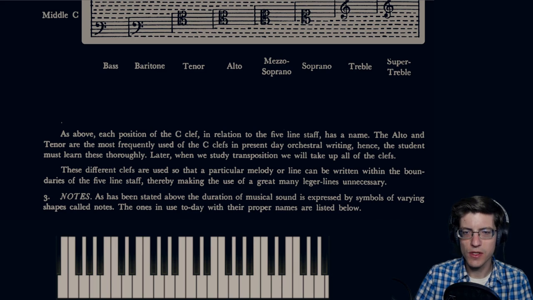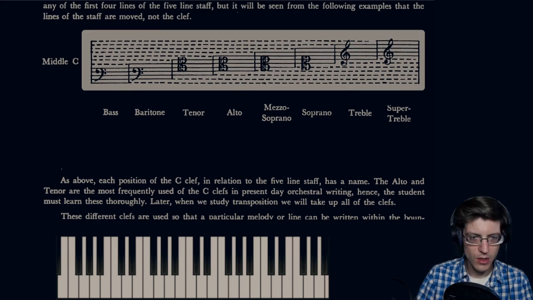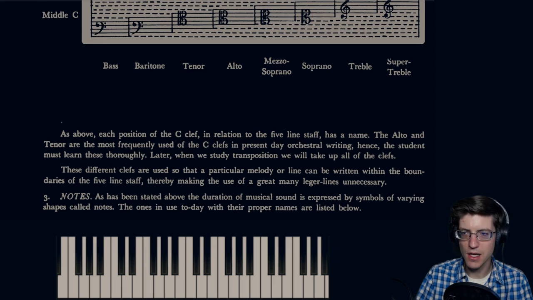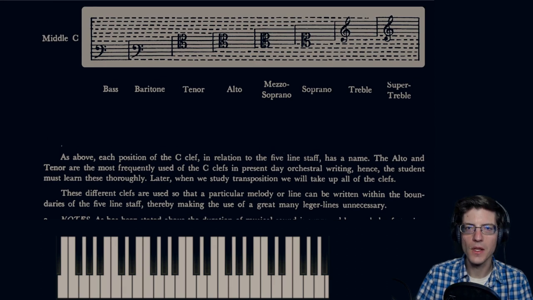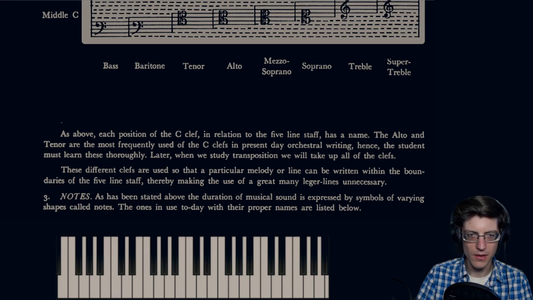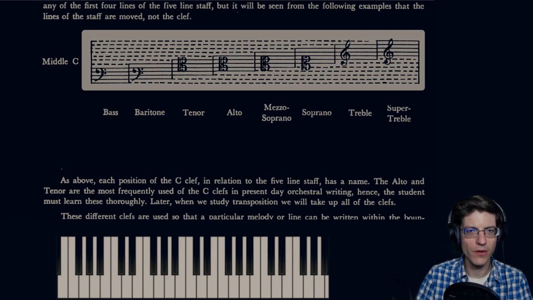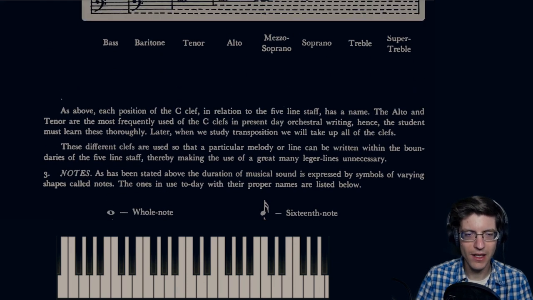As above, each position of the C clef in relation to the five-line staff has a name. The alto and tenor are the most frequently used of the C clefs in present-day orchestral writing. Hence, the student must learn these thoroughly. Later, when we study transposition, we will take up all the clefs. So, in a follow-up video, I will make sure to have an example of the alto and tenor clefs demonstrated, and I'll make sure I have a video that shows a demonstration of that clef in action.